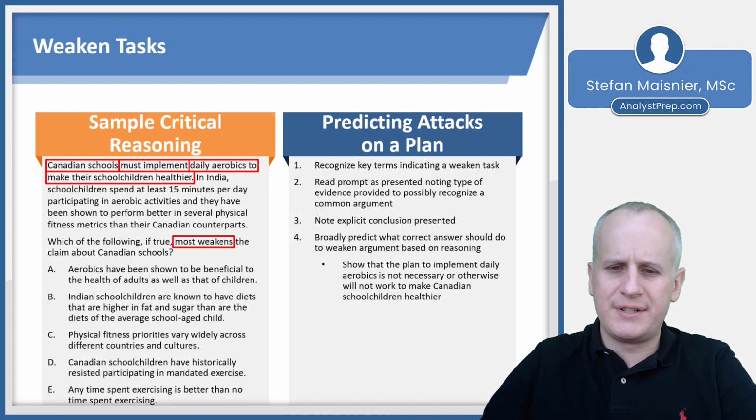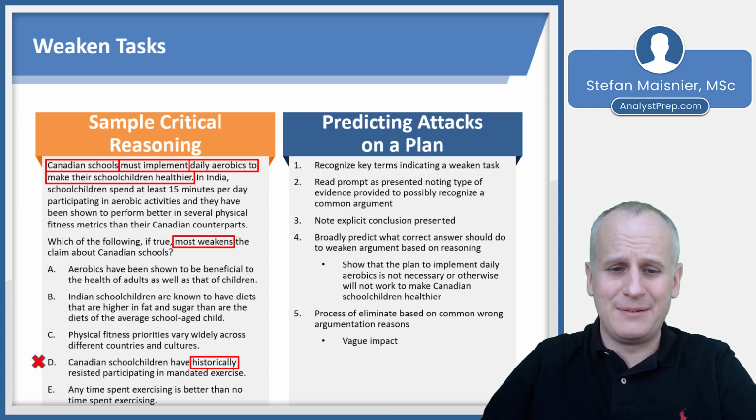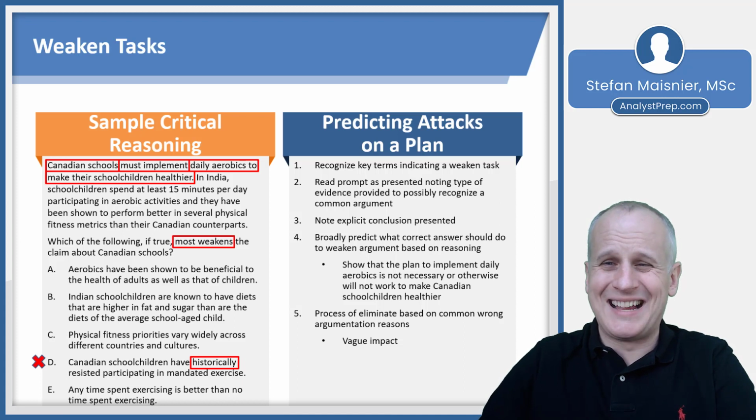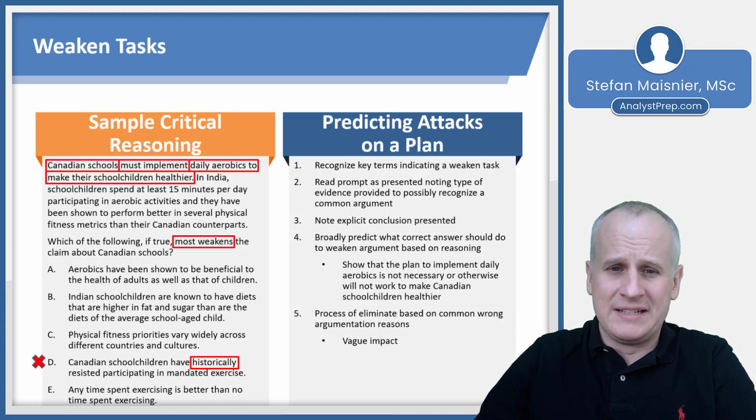So we introduce the answer choices, and we're going to process or eliminate for our common wrong argumentation reasons, starting with things that might have a vague impact, such as "historically resisted participating" for choice D. Canadian school children having historically resisted participating in mandated exercise. Okay. Does that mean they won't in the future? I don't know. And just anything that involves past performance does not necessarily mean future behaviors, but that term historically is incredibly vague. I have no idea whether or not the plan is going to work, based on this. You can't just say that because they have historically resisted, we can't mandate them to do it now. So who knows? So that goes away.